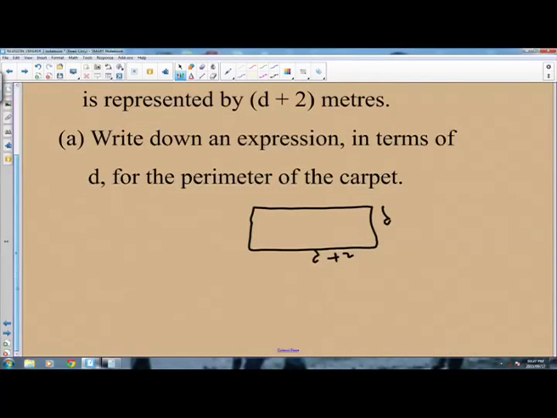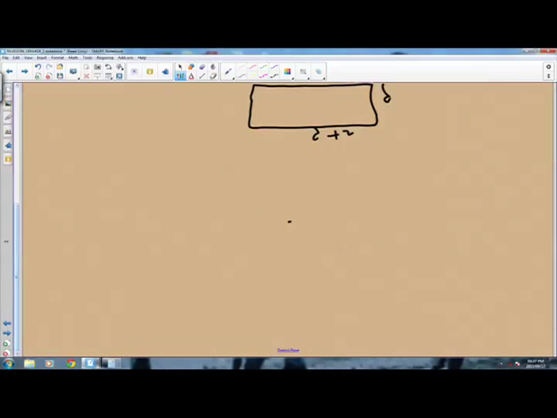So the perimeter of this carpet will be 2 times d plus 2, and we have to multiply this by 2. Why are we multiplying by 2? It's because we got two identical sides. We got the length, and then the other one also measuring d plus 2, and then plus the width. There are two widths. We got the d and then the other d. So this will be plus 2d, because it's d and a d.